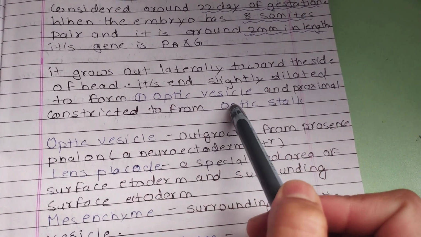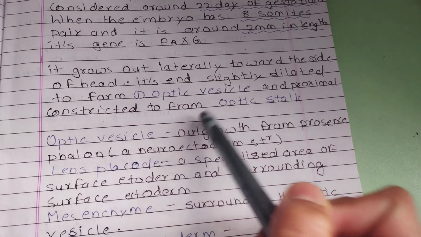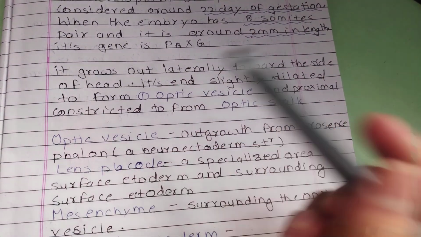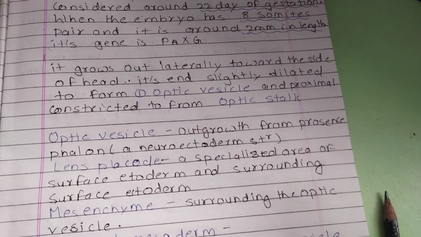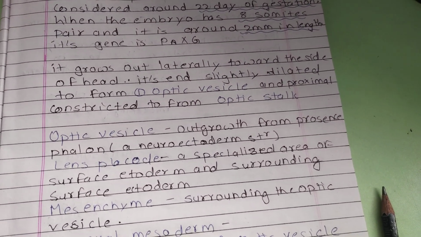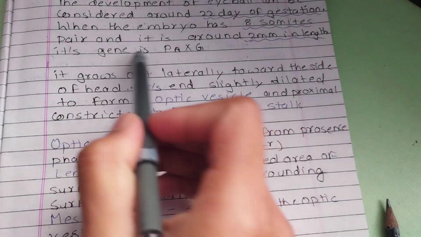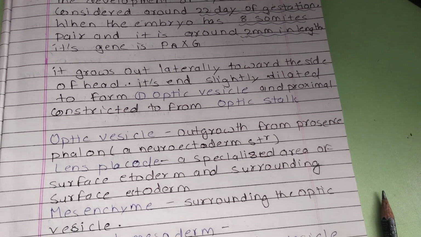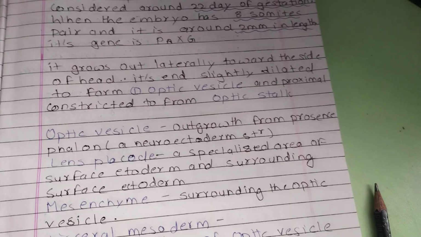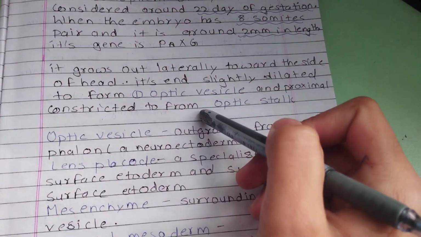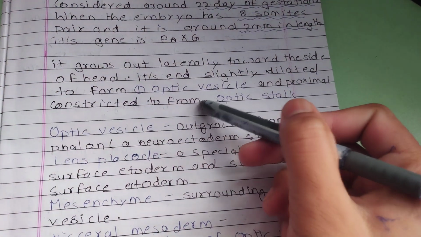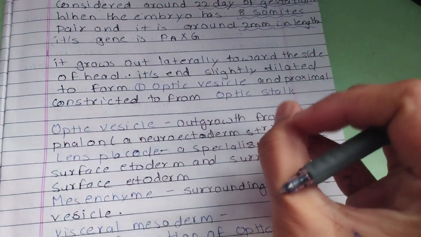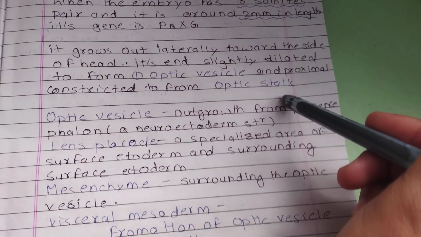Okay, it grows out laterally toward the side of the head, and its end is slightly dilated to form the optic vesicle and proximally constricted to form the optic stalk. If you think about our eyes, they are at the side of our head. What this sentence wants to tell us is that it grows out laterally toward the side of the head, its end forms the optic vesicle, and proximally it is constricted to form the optic stalk.